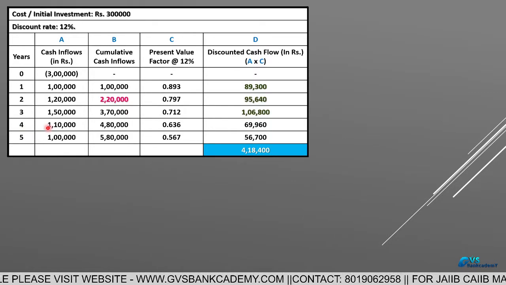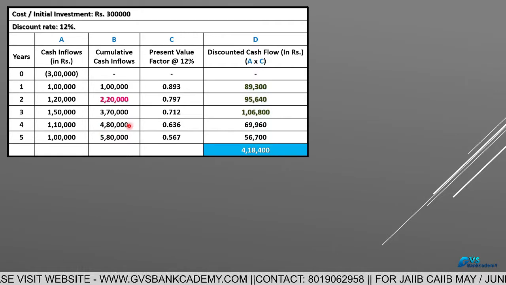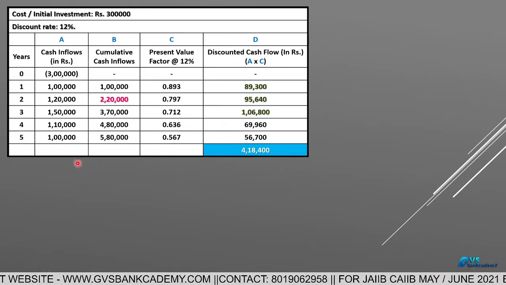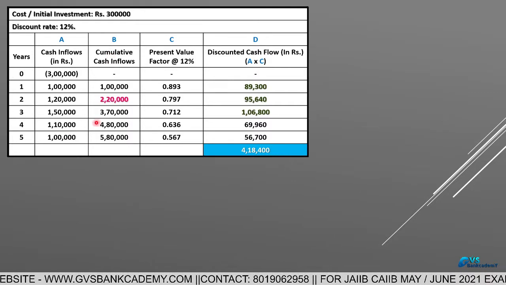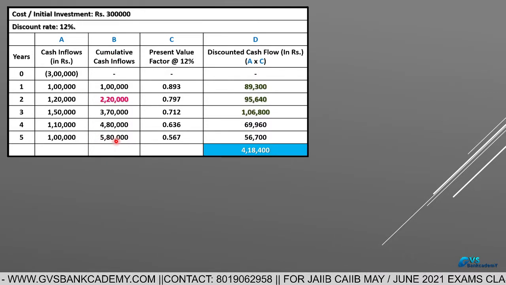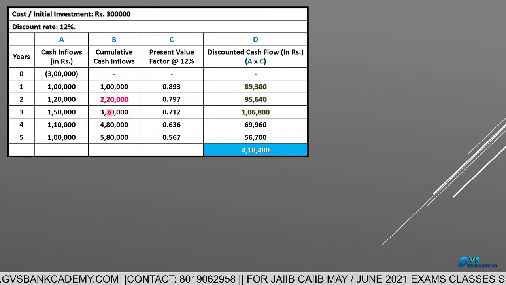Fourth year, 1 lakh 10,000 cash inflow. Cumulative cash flow by the end of the fourth year is 4 lakh 80,000. Fifth year, 1 lakh is the cash inflow. Cumulative cash flow from this project at the end of the fifth year is 5 lakh 80,000.